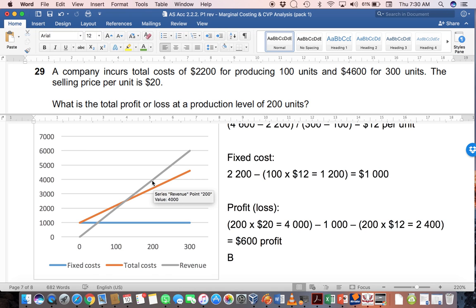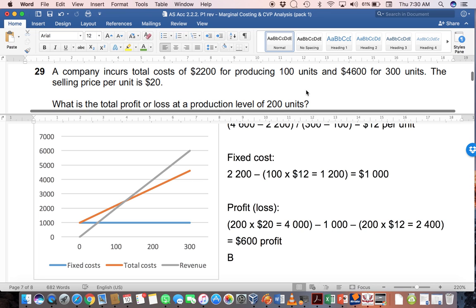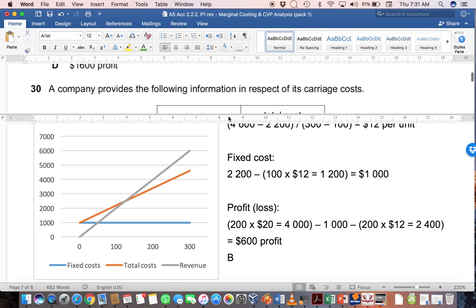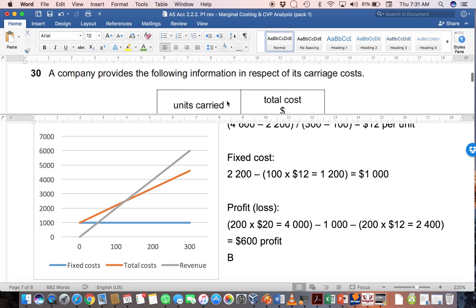So rather do it as 200 units times $20 gives you 4,000 as your sales revenue at that point, minus obviously your fixed costs of $1,000 that you've worked out, minus this variable cost over here, which is going to be 200 units times the $12 variable cost per unit that we calculated, and we can then work out a profit of $600, which we can then see is going to be answer B.